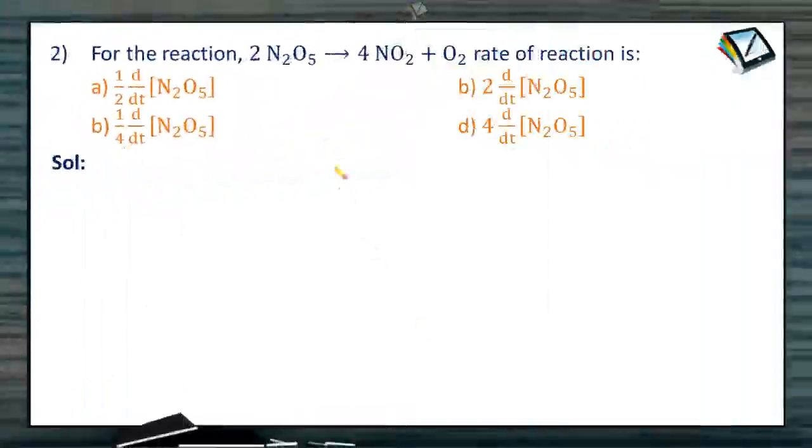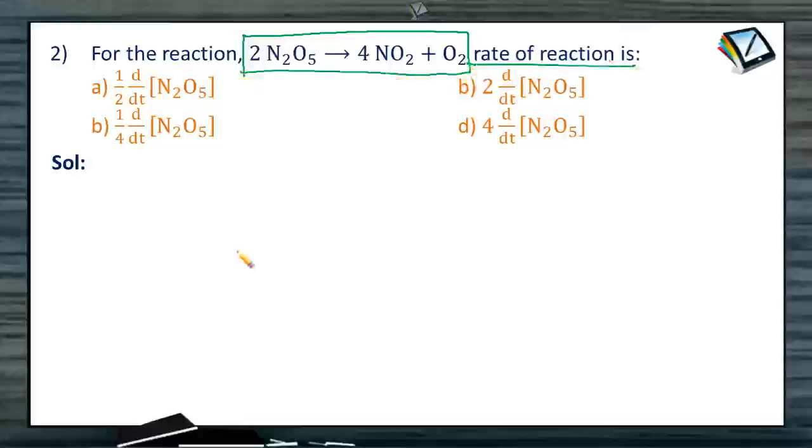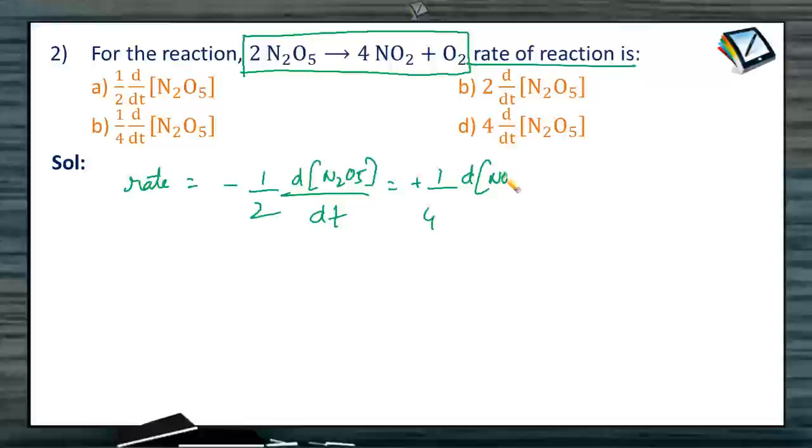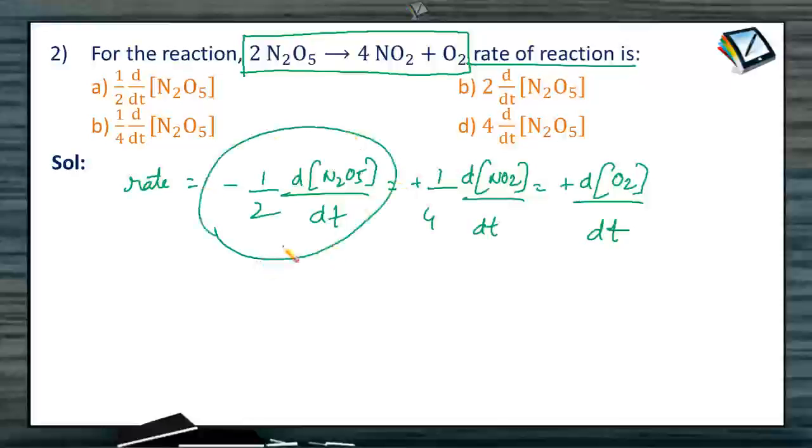For the reaction given here, 2N2O5 gives rise to 4NO2 plus O2, what will be the rate of reaction? It's very easy. Write down the expression for rate of reaction. Rate is equal to minus 1 by 2 d[N2O5]/dt, which is equal to plus 1 by 4 d[NO2]/dt, which is equal to plus d[O2]/dt. And here options are given only in terms of N2O5. Which of them is correct? It is option A. Next objective.